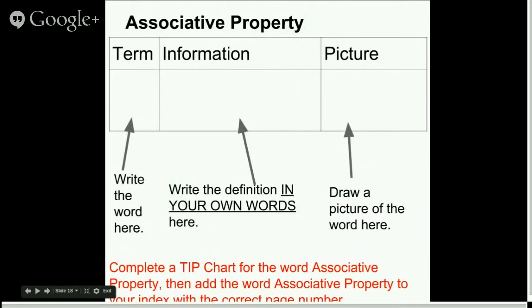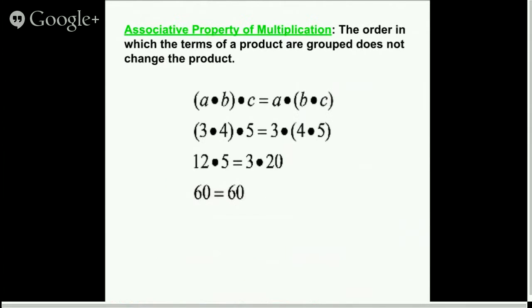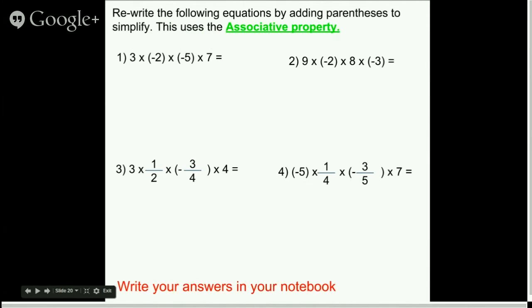All right, write down your own definition for the associative property. Go ahead and pause it. Now we can also do this with multiplication. You can group multiplication pieces together. And it doesn't matter which way you group them, you still get the same answer. All right, so group these together using the associative property. Go ahead and pause it.